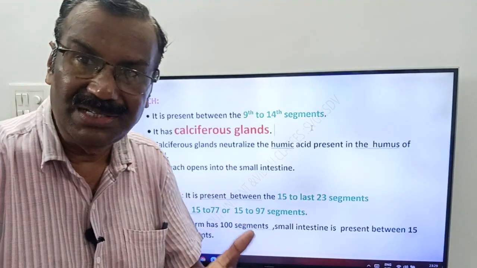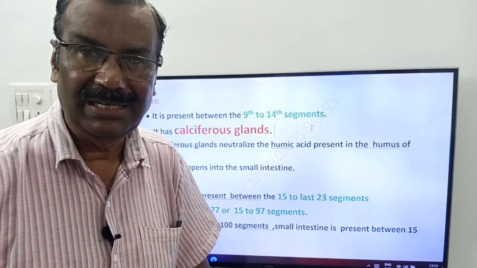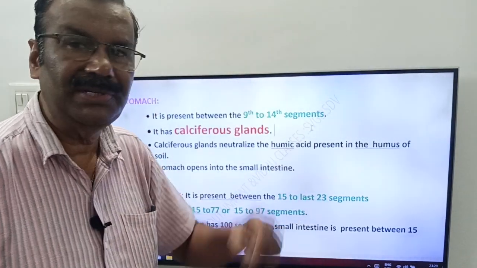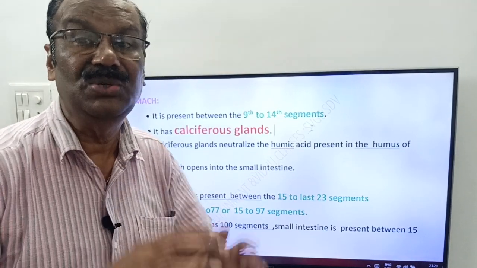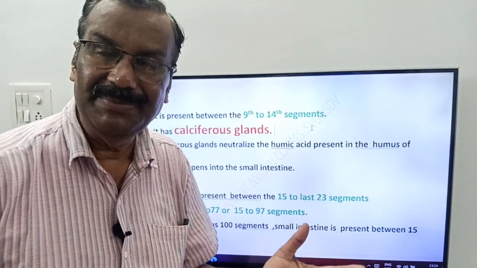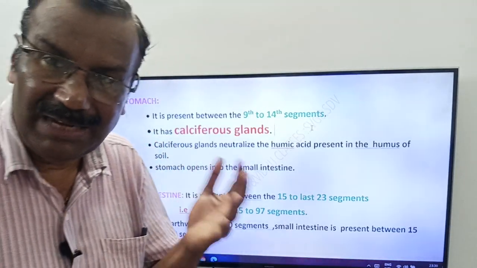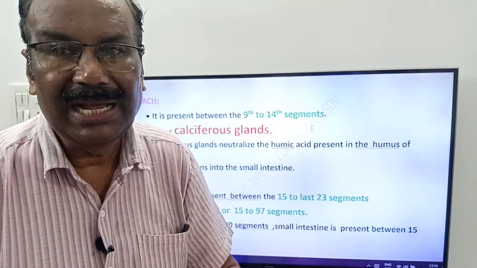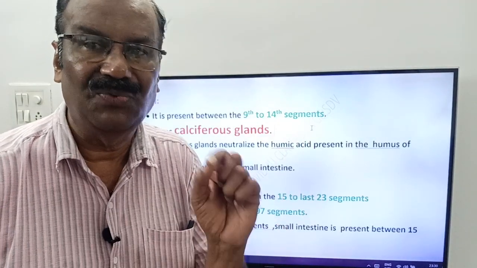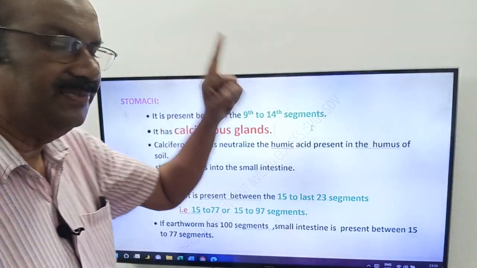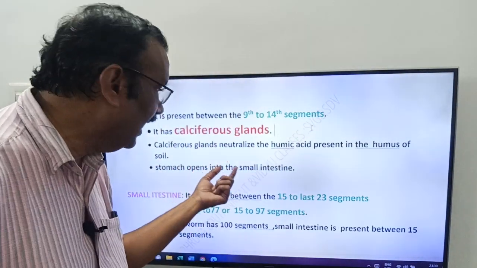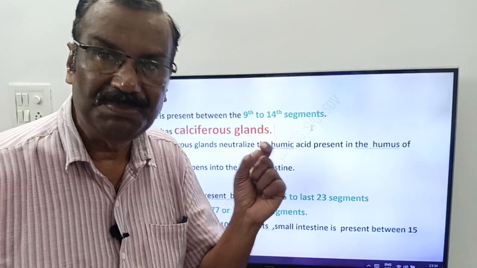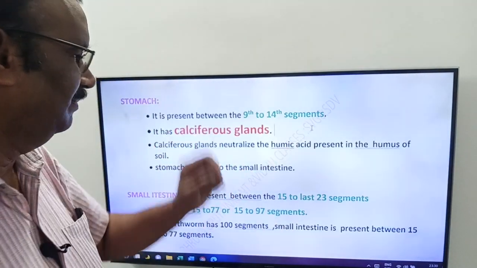What is soil? Soil is the food of earthworm. Earthworm eats the soil. That soil contains humus. That humus contains humic acid, and the calciferous glands neutralize it. This humic acid may cause damage to the intestine or alimentary canal of the earthworm. So, to avoid that, the humic acid is neutralized by the calciferous glands. Once again, friends, stomach has calciferous glands, which neutralize the humic acid present in the humus of the soil.